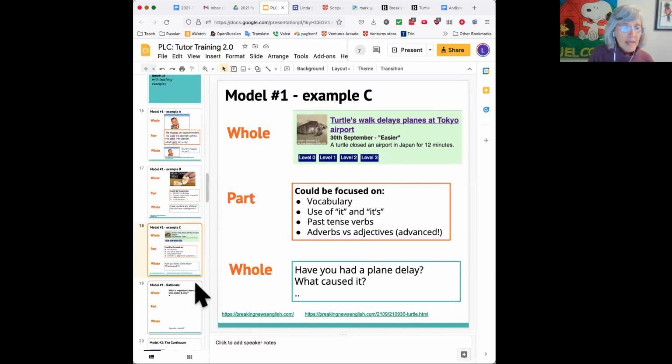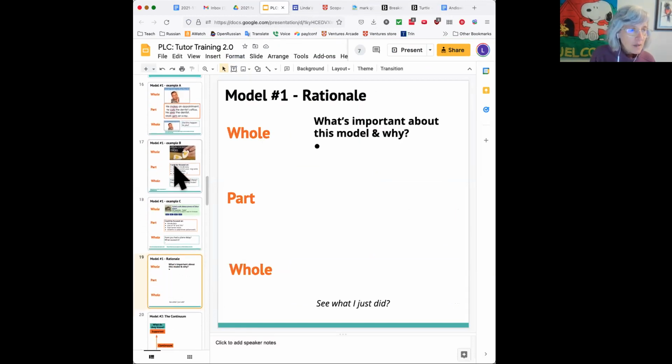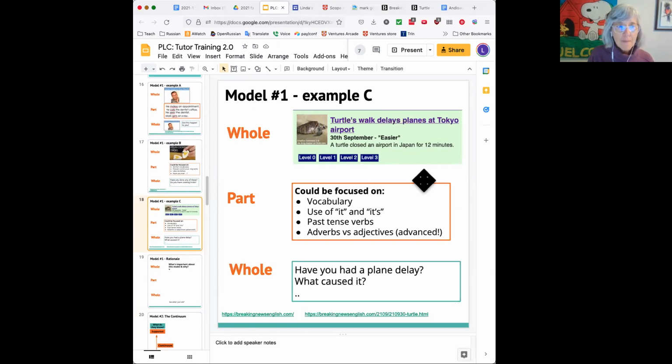So in this case, we'll read the whole story. And I probably will start by asking them what they think it's about. We'll read the headline. What do they think it's about? What is a delay? How does a turtle walk? What do they think this is about? Then we'll read the story. Then we'll pick a part. One thing at a time, probably.